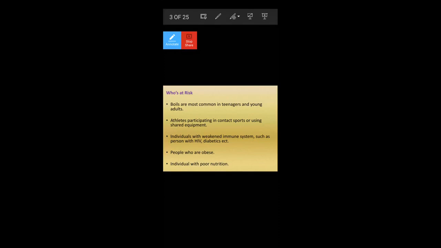Next is individuals with weakened immunity, such as persons with HIV and diabetes, etc. If a person has a weak immunity, the commonest complaint he gets is recurrent infections of skin, and the commonest infection of skin is boil. The second commonest group of people is those with diabetes mellitus. In my practice, I have diagnosed a lot of cases of diabetes mellitus only on one complaint, that is recurrent boils or recurrent furuncles.